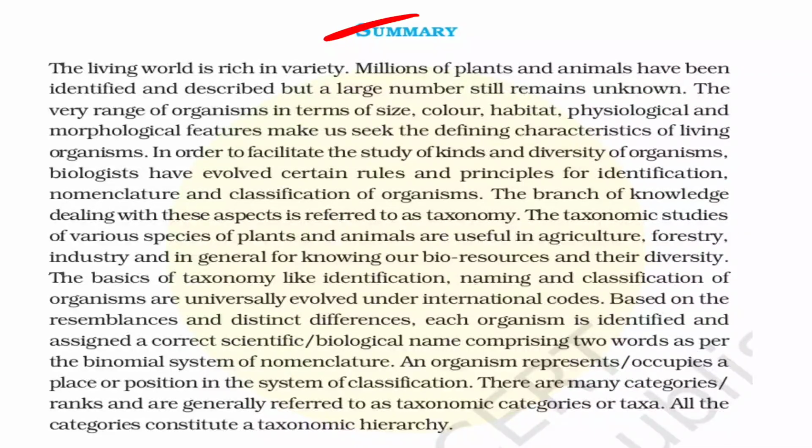In order to facilitate the study of kinds and diversity of organisms, biologists have evolved certain rules and principles for identification, nomenclature, and classification of organisms. The branch of knowledge dealing with these aspects is referred to as taxonomy. Taxonomic studies of various species of plants and animals are useful in agriculture, forestry, industry, and in general for knowing our bioresources and their diversity.